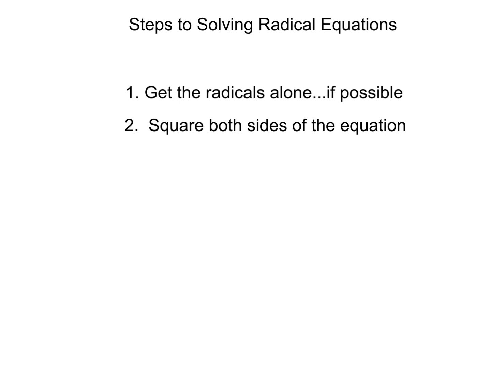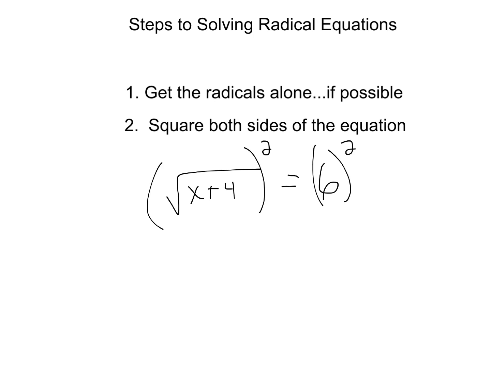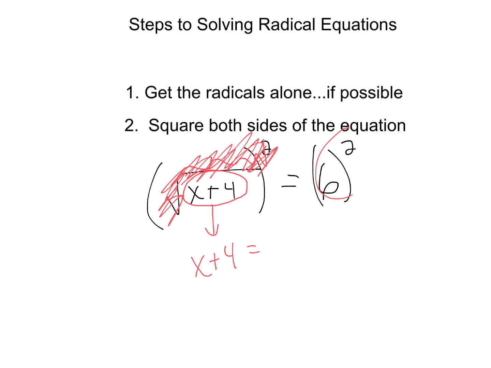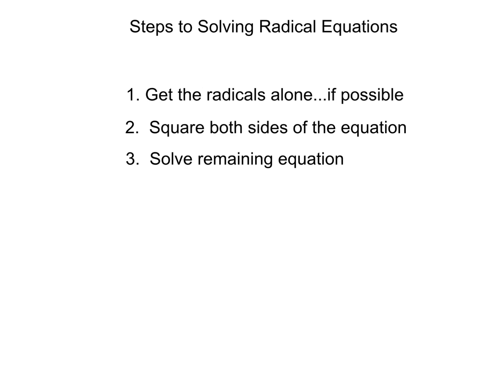The next thing I need to do after I have everything set is square both sides of the equation. When I square both sides of an equation, like say radical x plus 4 is equal to 6, squaring a square root undoes the radical. So these, this and this, completely cancel each other out, leaving just the radicand behind. So you'd have x plus 4 now equaling, and 6 squared is 36. Then after that, you're just solving the remaining equation.